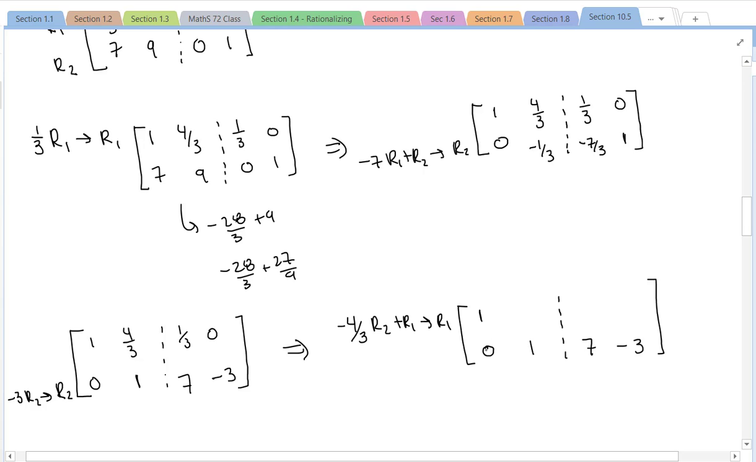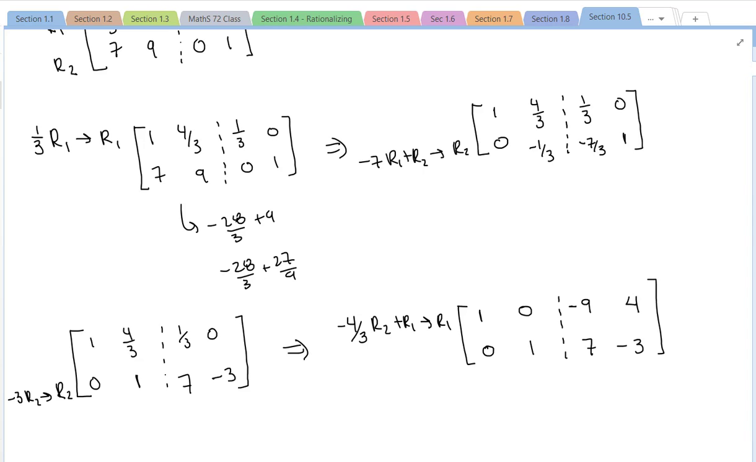So anytime I have a 0 and 1, I can just put the entry above it. Now -4/3 times 1 is -4/3 plus 4/3 is 0, which is what I wanted. Now -4/3 times 7, so that's our -28/3 again. So -28/3 plus 1/3 is -27/3, which is -9. And then -4/3 times a -3, the negatives cancel and the 3's also cancel, so I'll just get 4. Plus 0 is just 4.